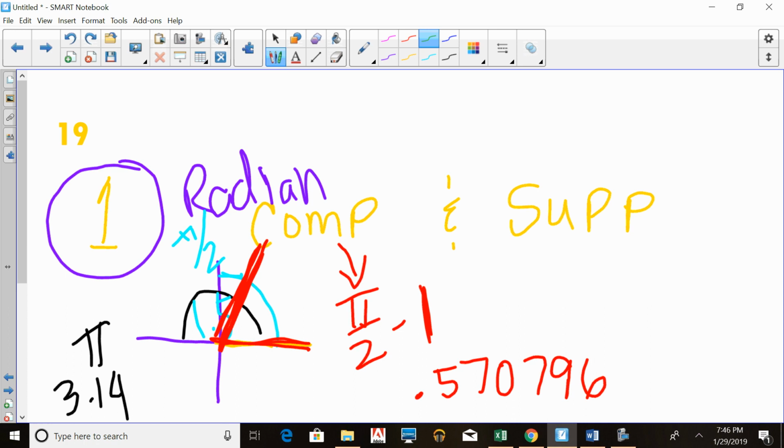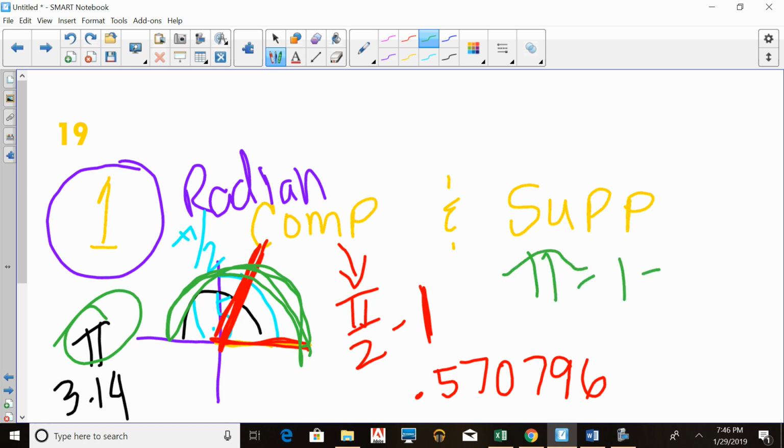Supplement then, remember supplement, they have to add up to 180 degrees or pi. So supplement is pi minus 1. And since pi is 3.141592654, if you subtract 1 from that, that would become 2.141592654.